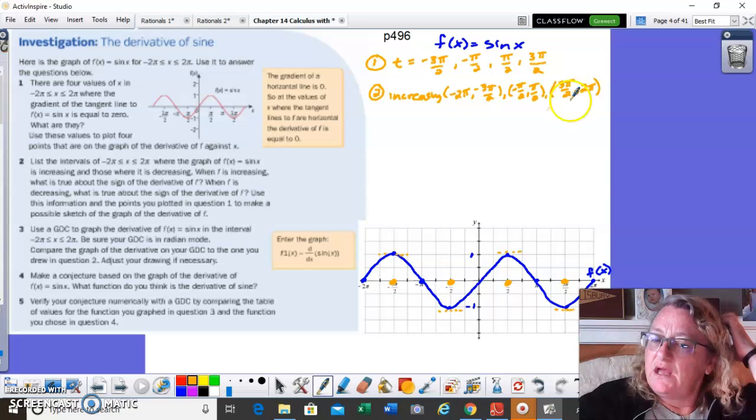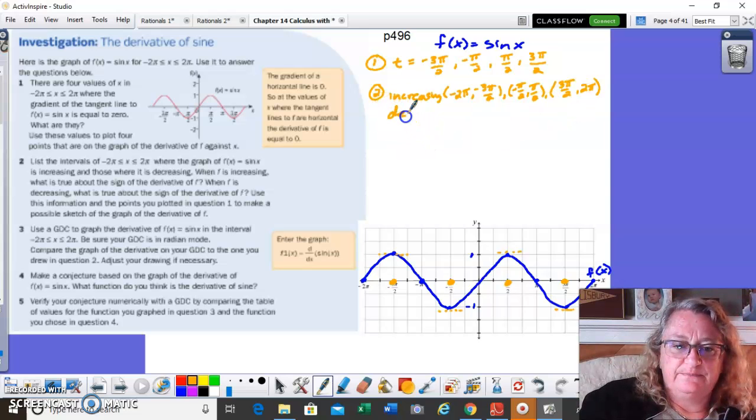Okay? And then it's decreasing in 2 areas. It goes from negative 3 pi over 2, so it's decreasing from here to here, to negative pi over 2. And it is also decreasing from pi over 2 to 3 pi over 2.